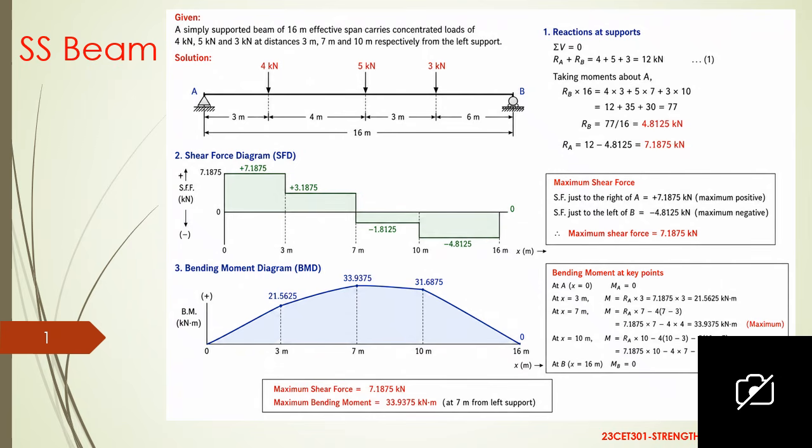So in all the problems, they will not give the diagrams directly. In some cases, they will give the beam and its loads in theoretical format. That is, a simply supported beam of span 16 meter, effective span carries the concentrated loads of 4 kilonewton, 5 kilonewton and 3 kilonewton at distances of 3 meter, 7 meter and 10 meter respectively from left support.